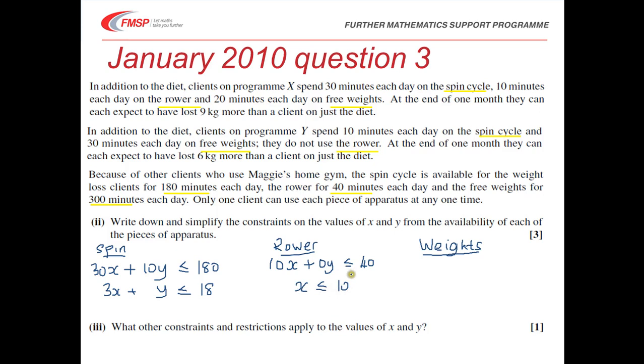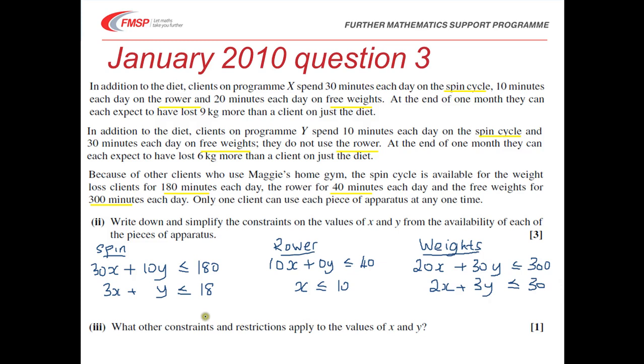And then we come to the free weights. So any client doing program X spends 20 minutes, and any client doing program Y spends 30 minutes, and that has got to be less than or equal to 300. And again, if we divide through by 10, we get our three constraints. So there is 1 mark for each of those constraints.